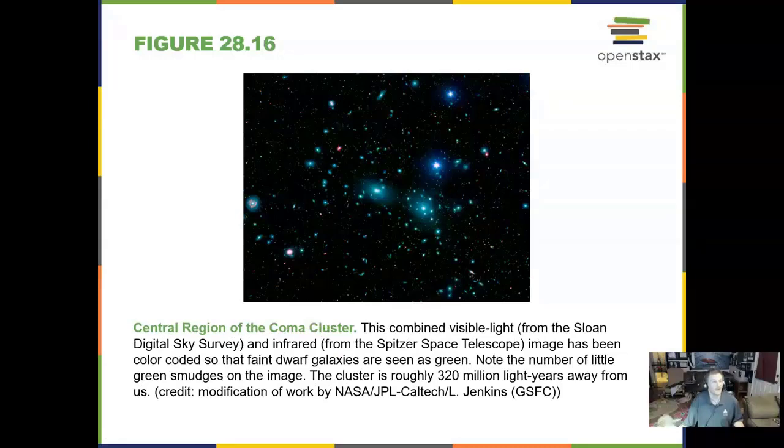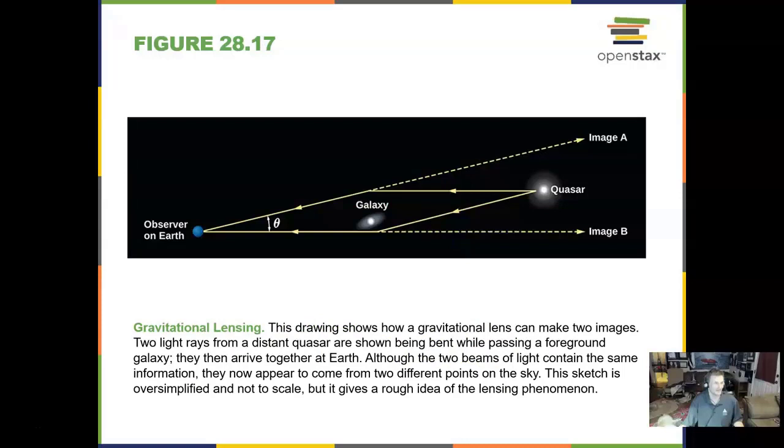The central region of the Coma cluster, seen from the Sloan Digital Sky Survey. I had some work done in that, and the Spitzer Space Telescope is an infrared telescope. I have a colleague on that.